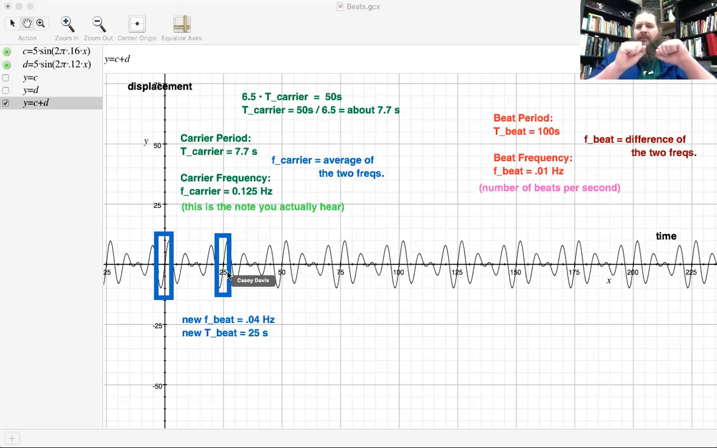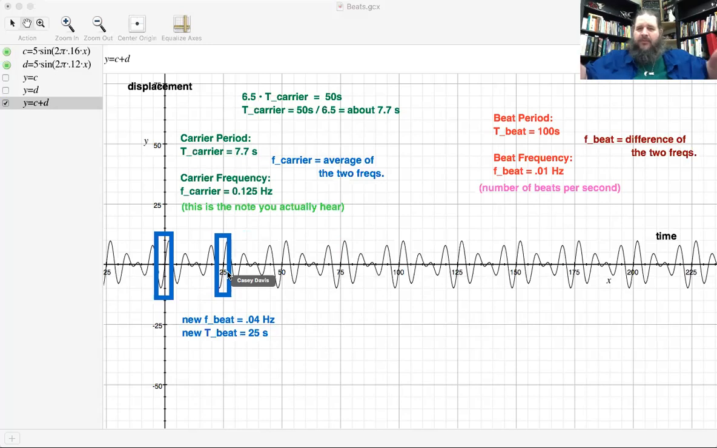So by making these more different in frequency, more out of tune with each other, if these are musical instruments, if we make these more out of tune, the beats get closer together in time. Whereas if we make them more in tune with each other, if we make the frequencies closer to each other, that would decrease the beat frequency.